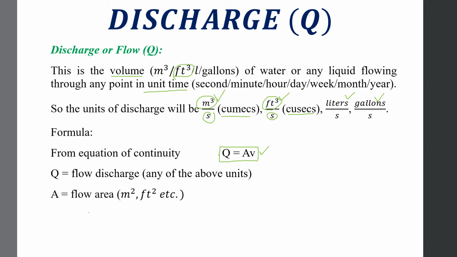The area A is the flow area. This area may be in meter square, feet square, millimeter square, or inch square, and V is the velocity of flow, or flow velocity, that may be in meter per second or feet per second or any other unit that is length divided by time.